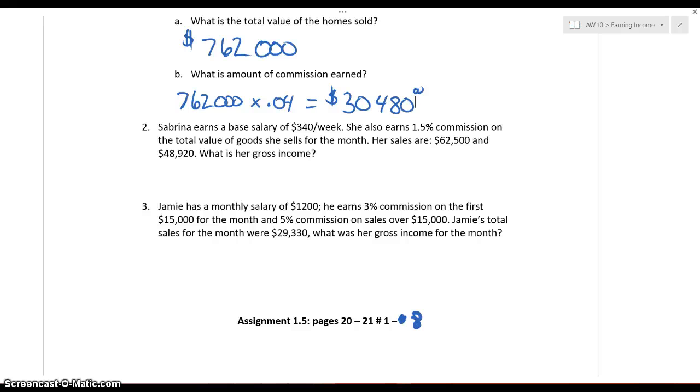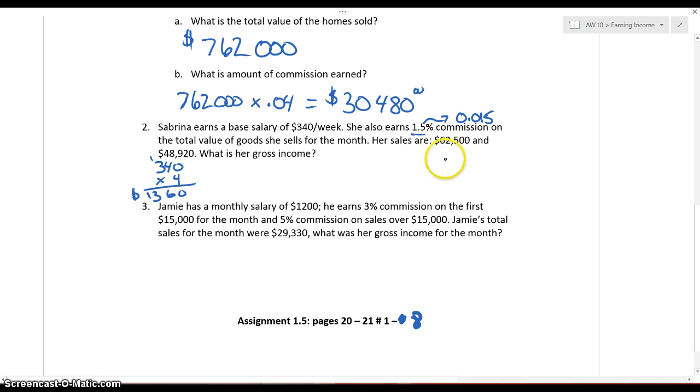Alright, Sabrina. She has a base salary of $340 a week, but she also earns 1.5% commission on her sales. So 1.5%, if we turn that into a decimal, is 0.015. For a month, she earns $340 a week, so we're going to take that 340 and times it by 4, which gives a base salary for the month of $1,360.